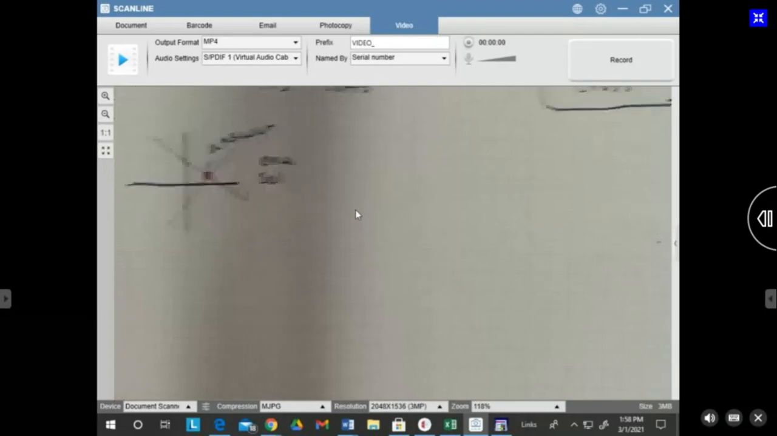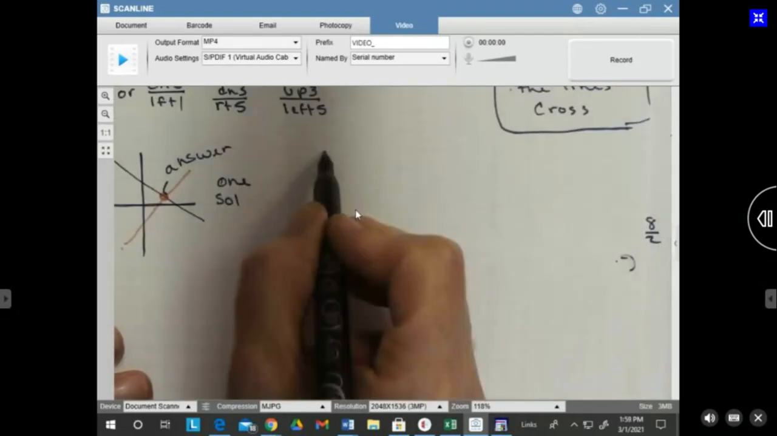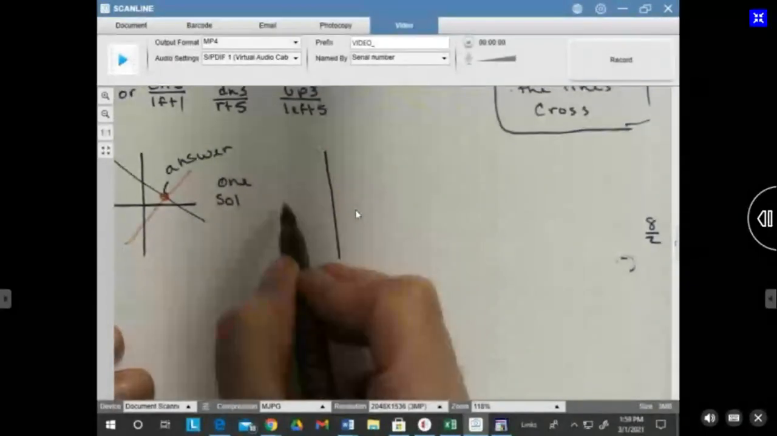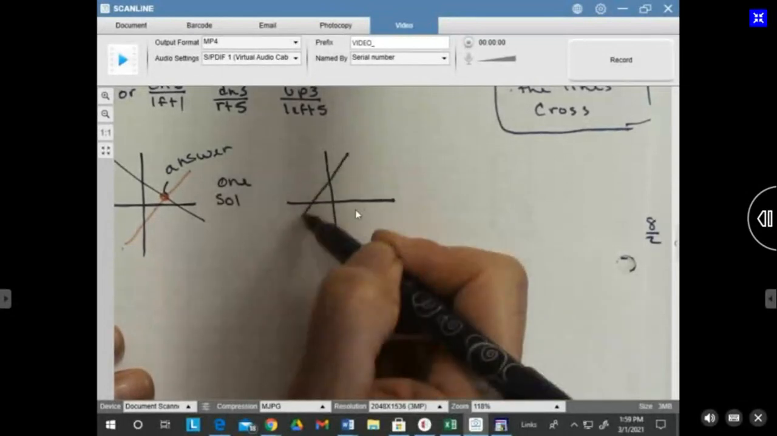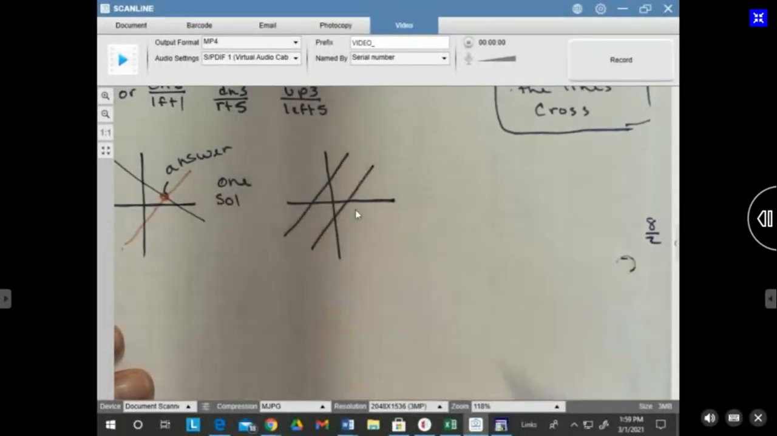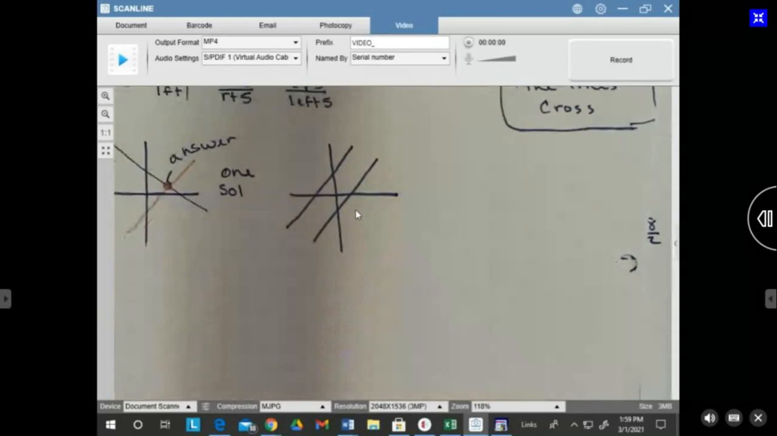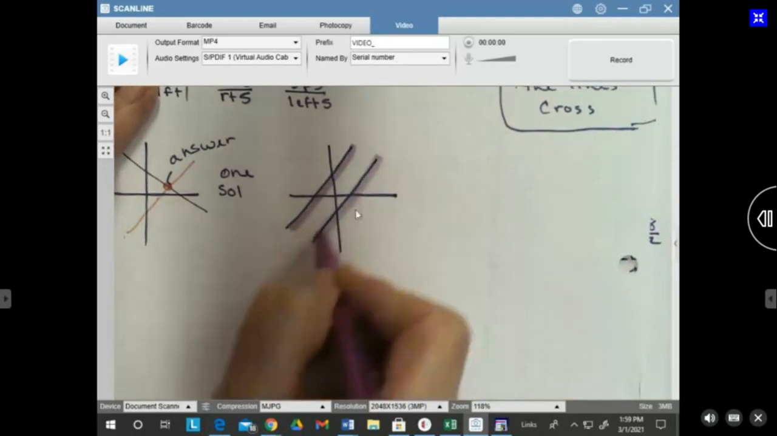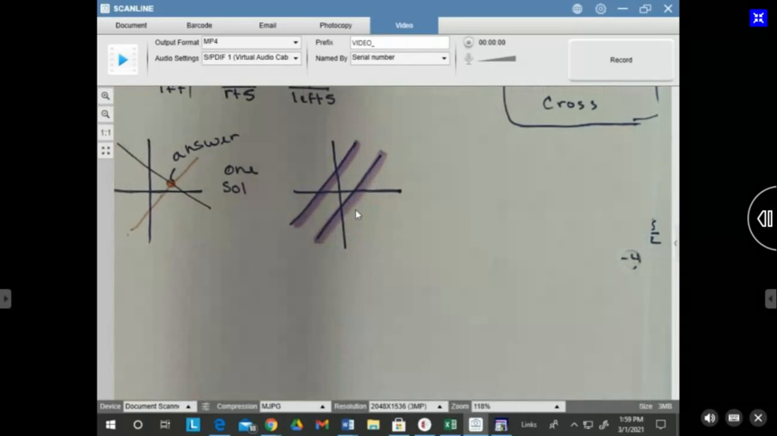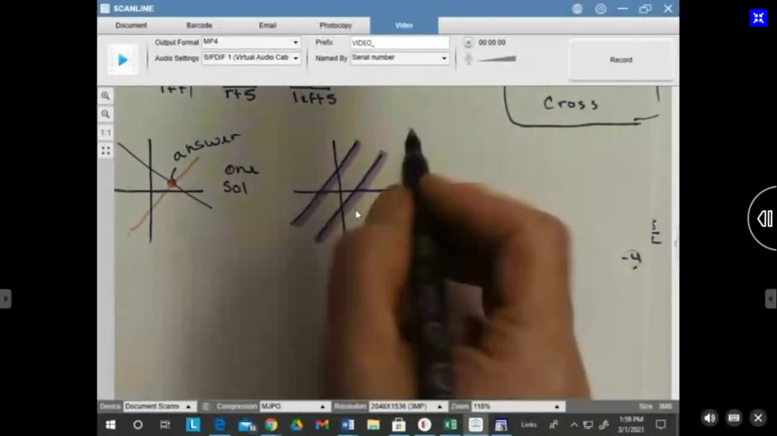All right, if I have a graph, and my two lines end up something like this. Now I just told you that the solution is where the two lines cross each other, right? What kind of lines are these? So what are they never going to do? So what's my answer going to be here? No solution.